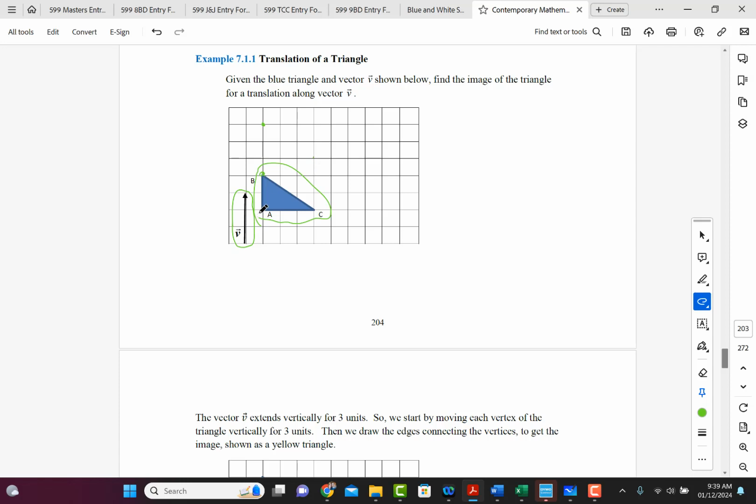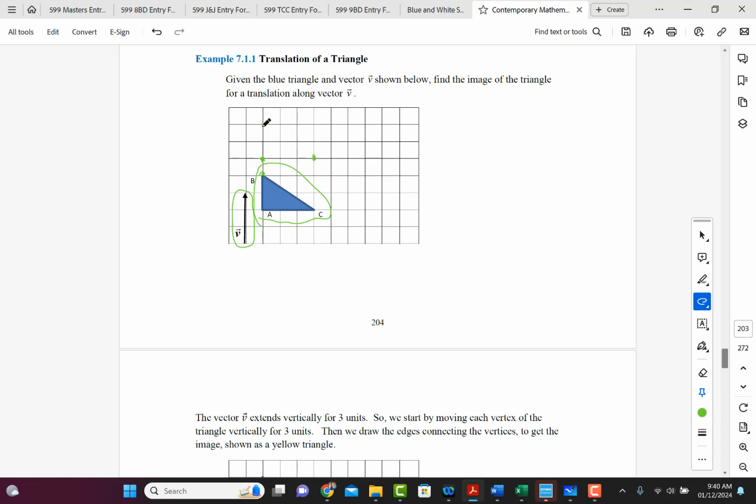Oh, hold on. I didn't move it right. Here. Sorry. A is going to move here. That's wrong. Hold on. Okay. So B, or A, is going to move here. I put it in the wrong spot. And then C is going to move here. Okay, that looks right.